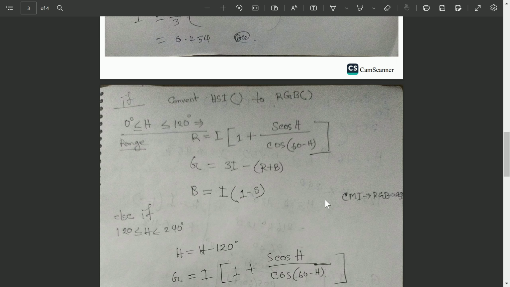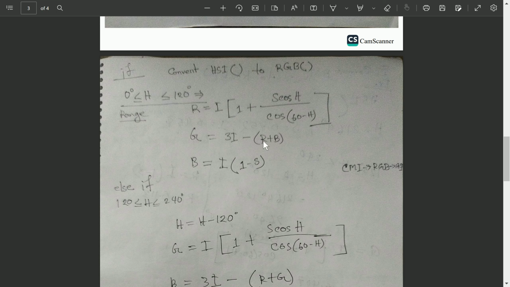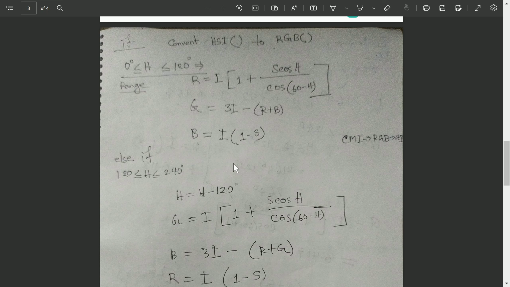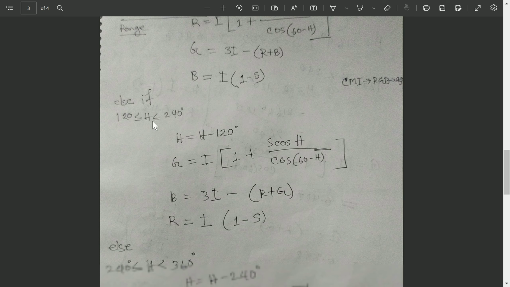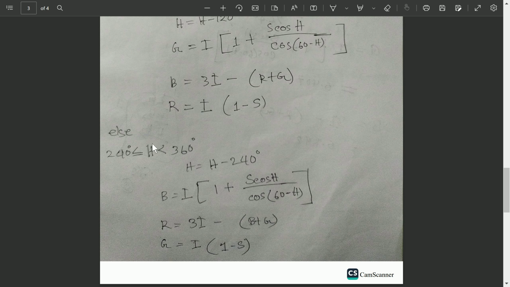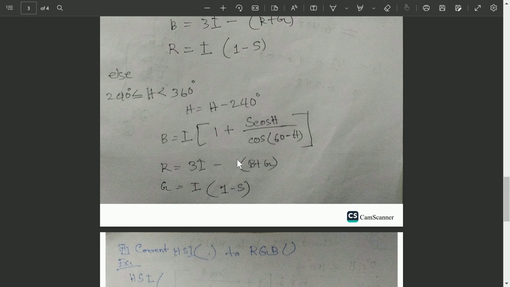So let's see. Here the first condition is if H is greater than or equal to 0 and less than or equal to 120, then we will use these equations. Else if H is greater than or equal to 120 and less than or equal to 240, then we will use these equations. And if we notice that the value of H is greater than or equal to 240 and less than 360, then we use these equations.